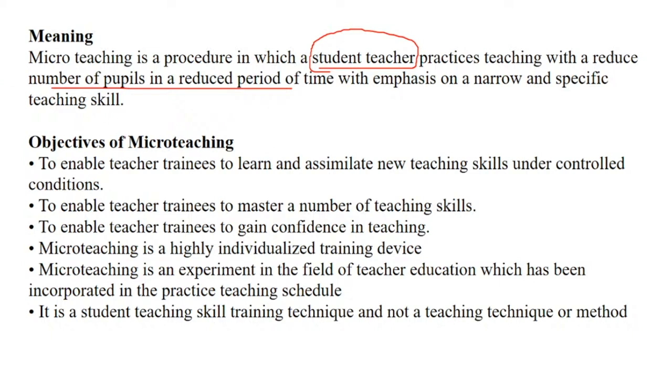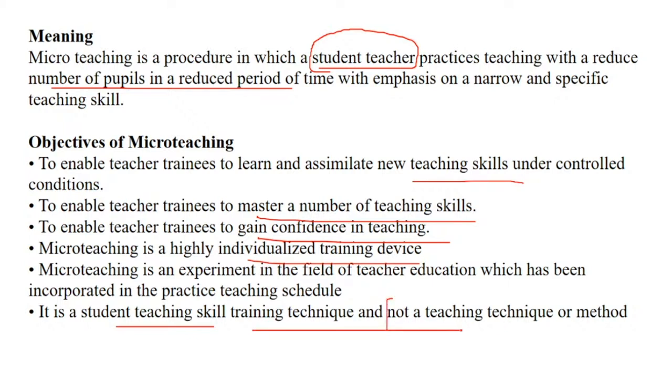Okay. Now, what are the objectives? The objective is to assimilate new skills, to ensure that the trainee teacher masters the skills. It helps the trainee teacher gain confidence. It is highly individualized. Micro teaching is an experiment in the field of education, which is put in practice as per the teaching schedule. It helps the student teacher, that is the trainee teacher, to understand a skill or technique, not a teaching method. It is not about learning teaching, but about understanding a specific skill.